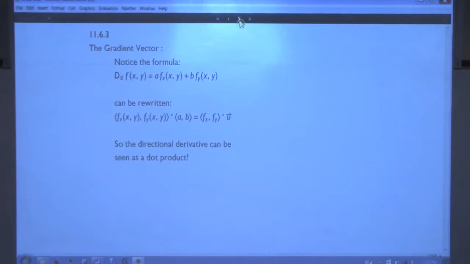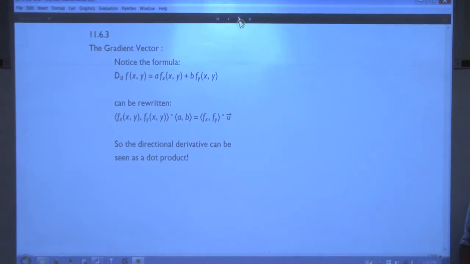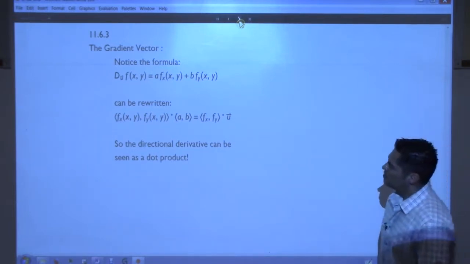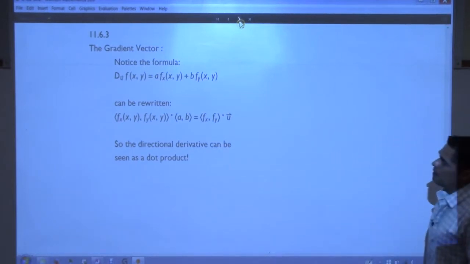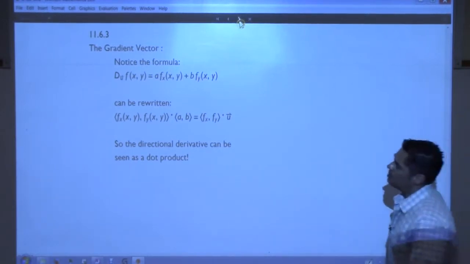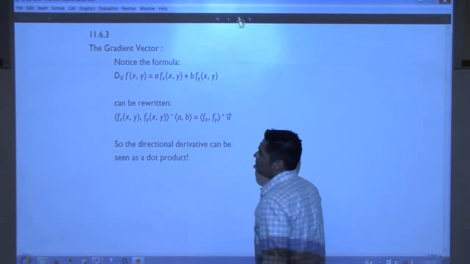All right. So now we define something. We define what's called the gradient vector. This gradient vector is going to become very important to us as we proceed through this chapter, and we'll see it again later on too. This is supposed to be a dot product. I don't know why that looks like that, but remember that this is the definition of the directional derivative, which is what I wrote up there on the board.